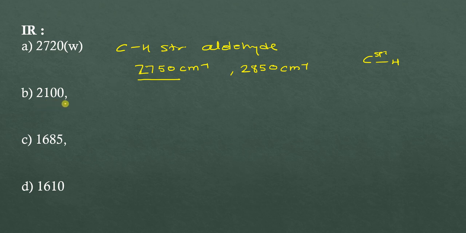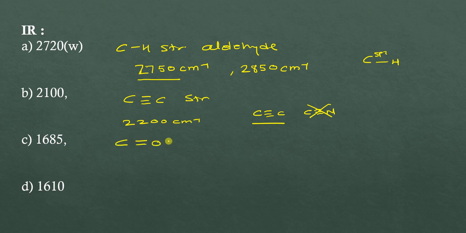Then we have 2100. See, this 2100 is for C≡C stretching of alkyne. Right, so this region near 2200 cm⁻¹ is for triple bond. It's for both, like C≡C or C≡N. There is no nitrogen, so we are not going with this possibility. It must be alkyne.